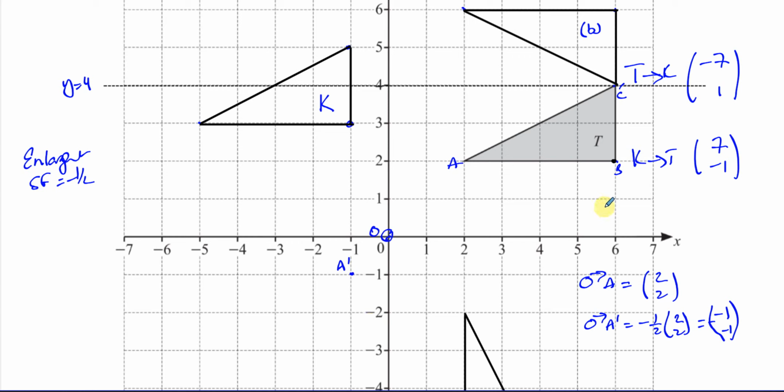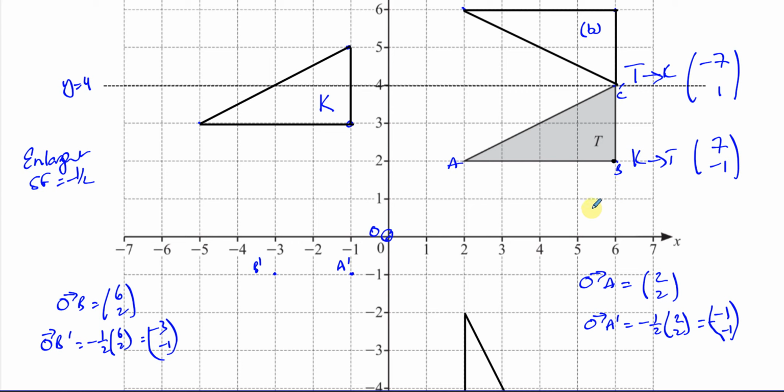All right, I'll do the same thing for B. To get from O to B, I've got to go 6, 2. So O to B is the vector (6, 2). So O to B dash is going to be -1/2 multiplied by (6, 2), which is (-3, -1). So from there, I've got to go 3 to the left and 1 down. So this is going to be my image of the point which I've called B.